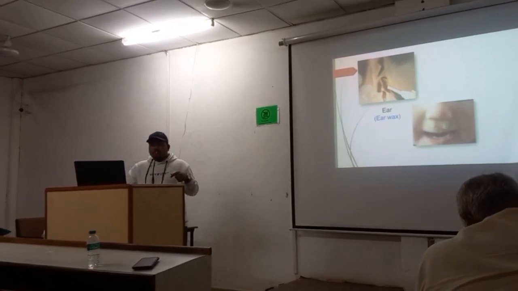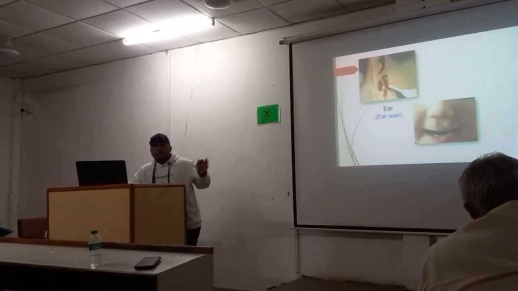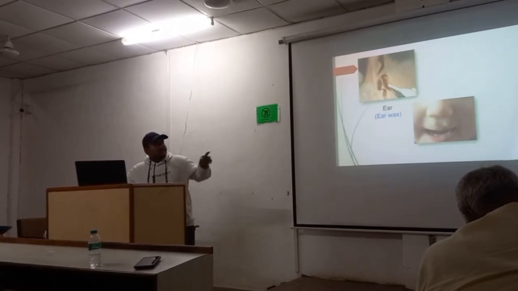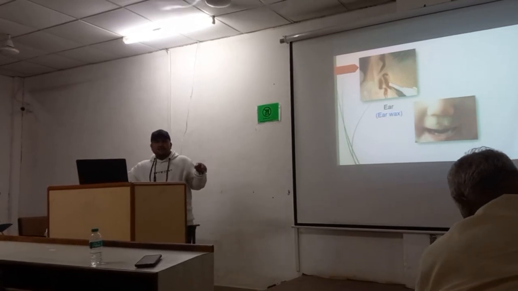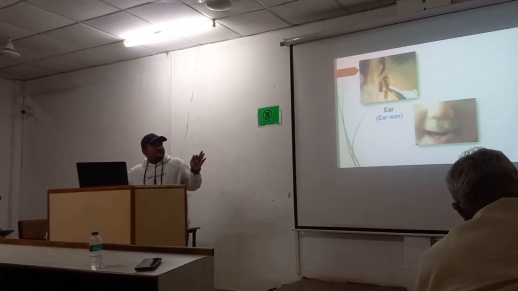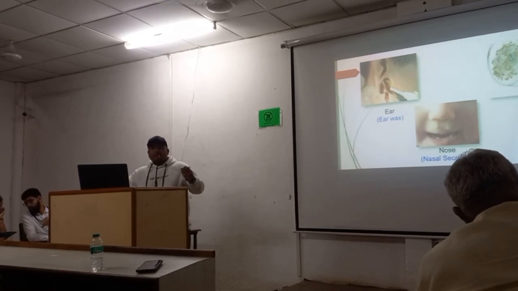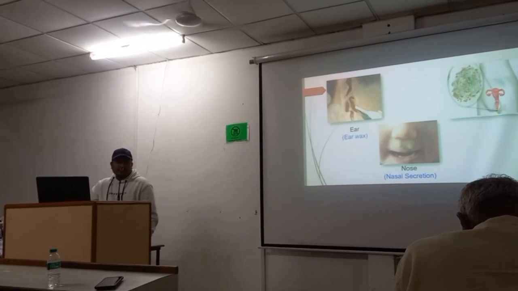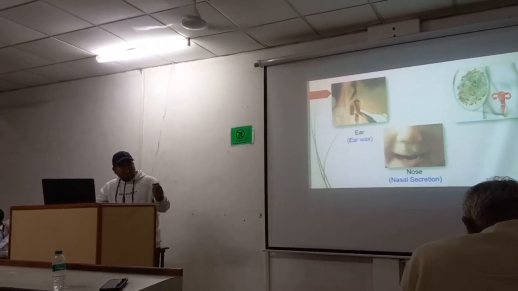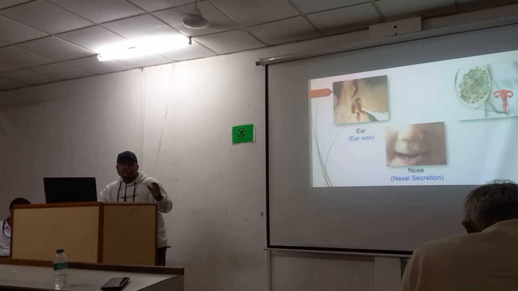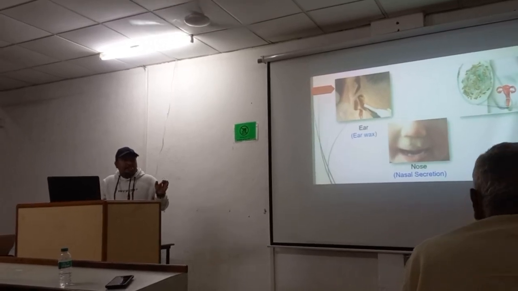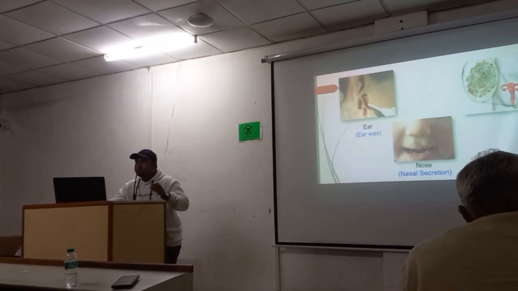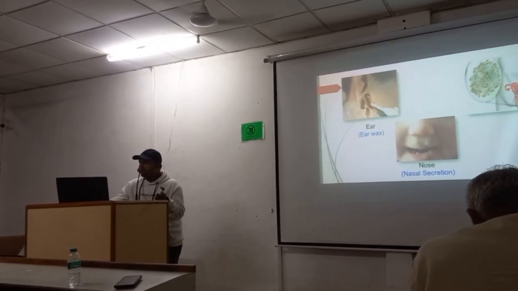Nasal secretion. Many pathogens are present in the nose. When we inhale air, the pathogens get trapped in our nose. Then they are removed through the nasal secretion. Vagina. Lactobacilli play an important role against pathogens in the vagina. They utilize the carbohydrate which is secreted on the internal lining surface of the vagina and produce lactic acid. So the pathogen could not survive in that acidic pH of 4 to 4.5.